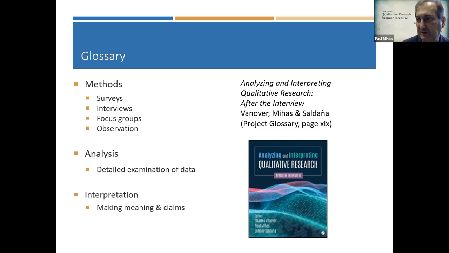And we really slow down and unpack this idea of analysis. With analysis, we're talking about detailed examination of data and really getting into the weeds. And with interpretation, we're talking about making meaning and making claims. What does it mean to actually know something based on the examination that you've done? So for a beginner, could you talk about the difference between analysis and interpretation? How do they differ? How are they the same?